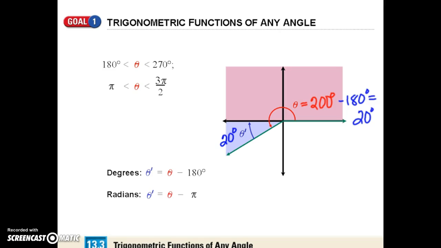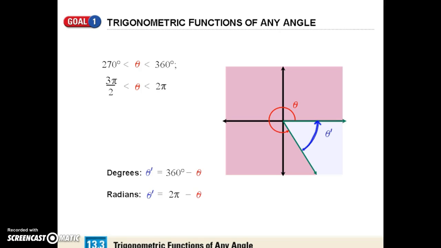To calculate the reference angle when it's in the third quadrant, you will start with your angle theta, and you will subtract 180. Even though it looks like you're going clockwise, which would be a negative angle, reference angles will always be positive. So for this example, we started with 200 degrees, which is in the third quadrant. We will subtract 180, and the reference angle will give us 20 degrees.